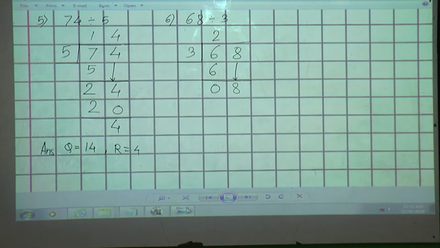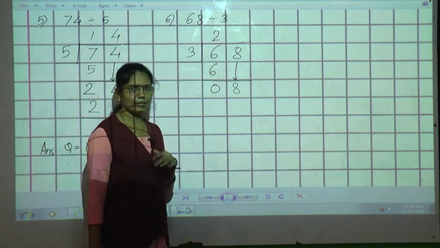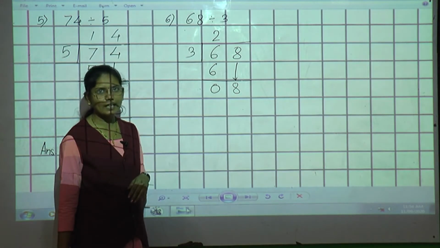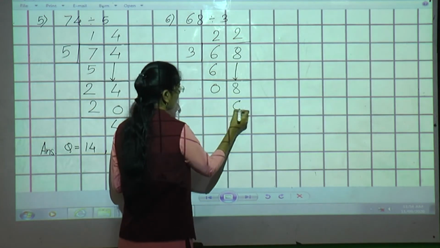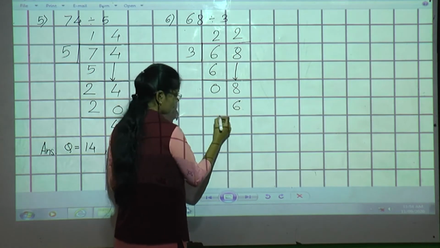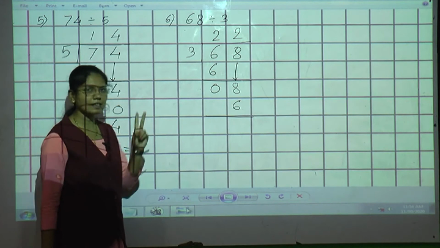Now 8 divided by 3 we have to do. Again you see the table of 3. Can you see the number 8? No, 8 is not there. Then what will we do? Yes, we will take the number smaller than 8. Which number is smaller than 8? 6 is there. So 3 2s are 6. Now 8 minus 6, 2.